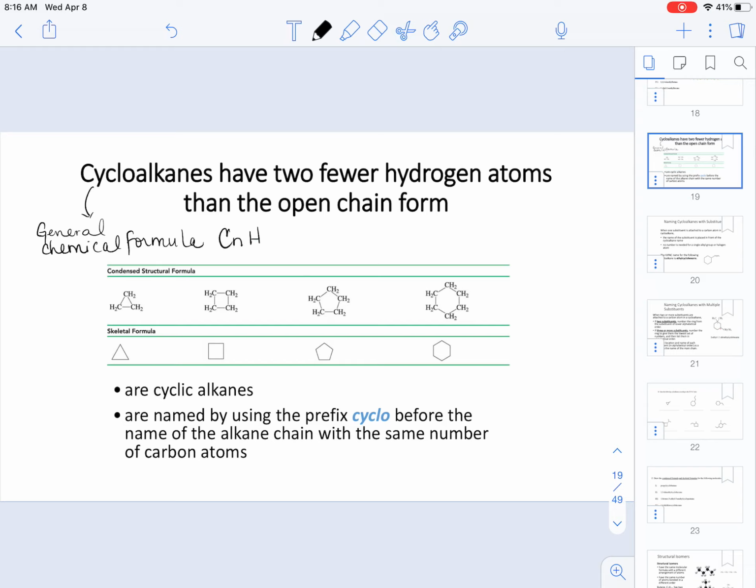Understand that cyclic alkanes are going to have the general chemical formula CnH2n. So what that means is that in order to have a cyclic alkane, it's going to contain 2 less hydrogens compared to the straight chain alkane.